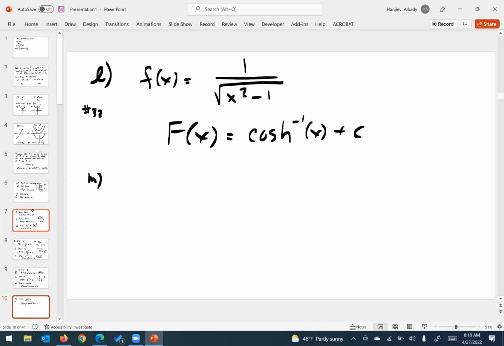Okay, and then this one, we're going to finish out with this one because we'll use it later on. I need that one. Use this one later on. Let's see.